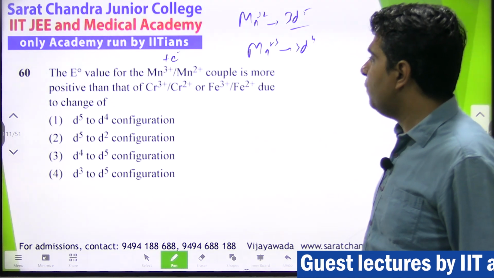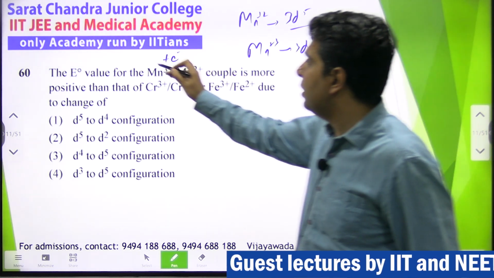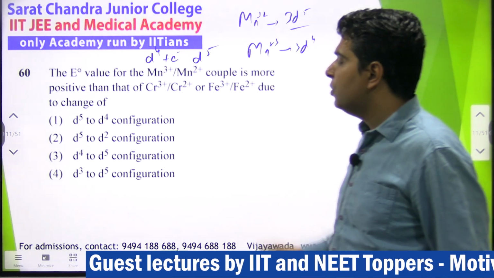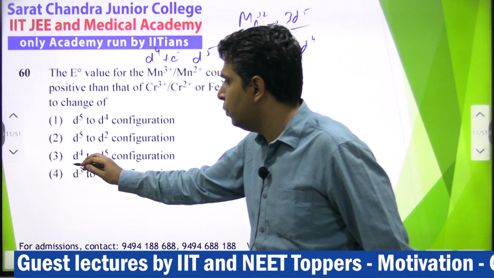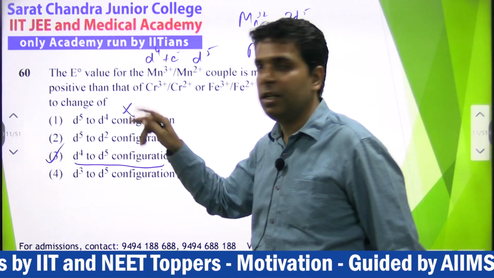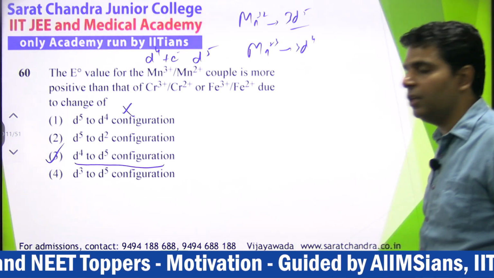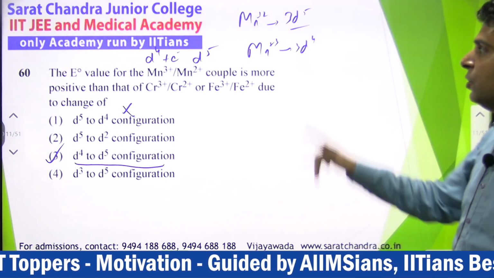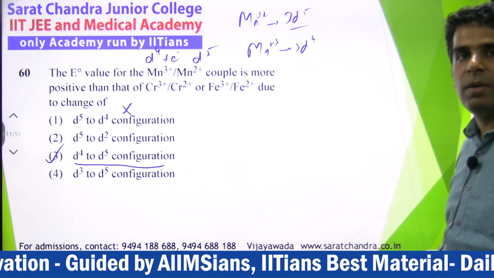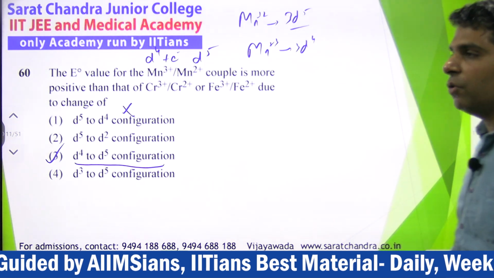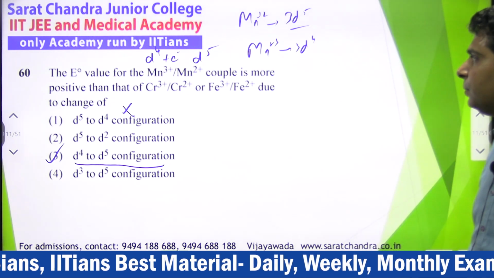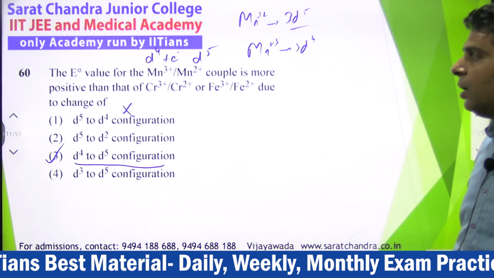Due to change of, so manganese +3 is d4 configuration and +2 is d5 configuration. So due to change of d4 to d5 configuration, that is the third option. Don't mark this option, it is saying d5 to d4. It is opposite: d4 to d5 configuration. So manganese +3 is d4, it will go from d4 to d5 and get stable easily. That is why it will undergo reduction easily and have a high value of reduction potential as compared to chromium and iron.